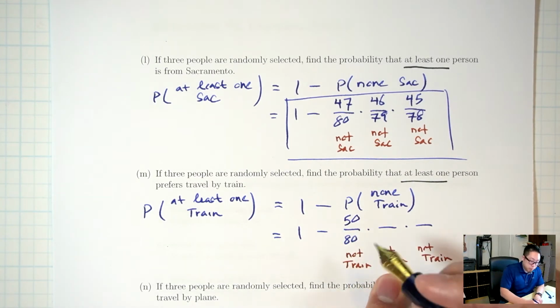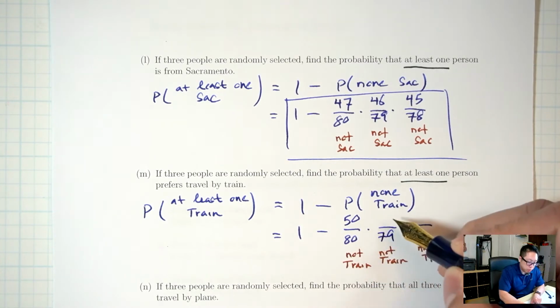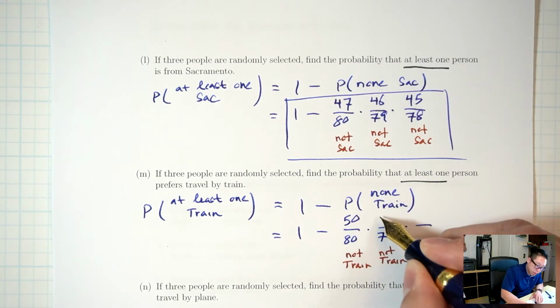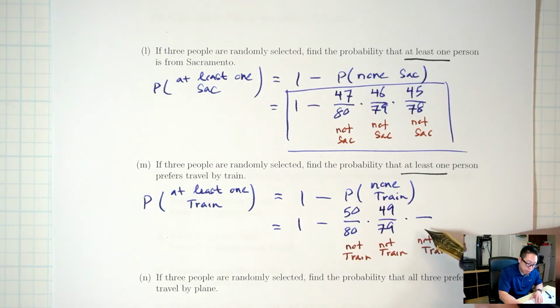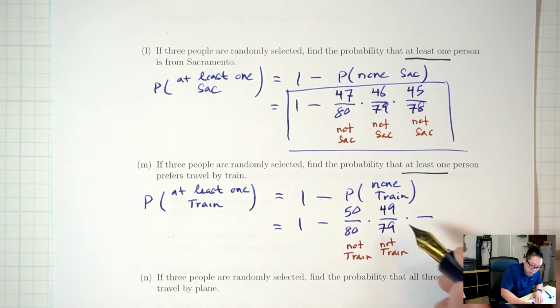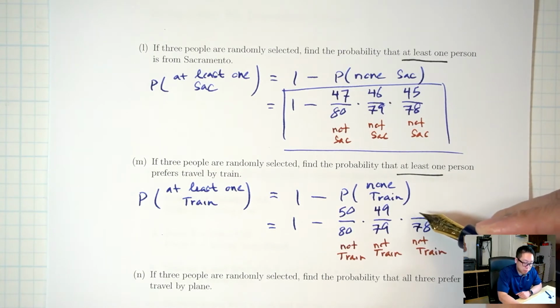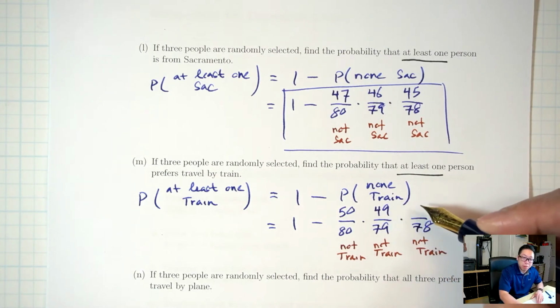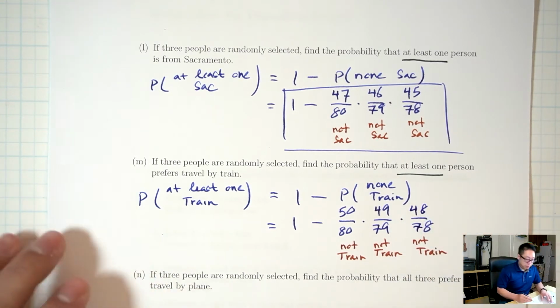Second fraction, the bottom, we should be down by 1 to 79. And then for the top, I want another not train, so I need to reduce it by 1. So we're down to 49 for the top, for the second fraction. For the third fraction, the bottom, we're down by 1 again, so we're down to 78. And then for the top, I want another not train, so we actually have to reduce it again by 1. So now we're down to 48. And that's our answer.